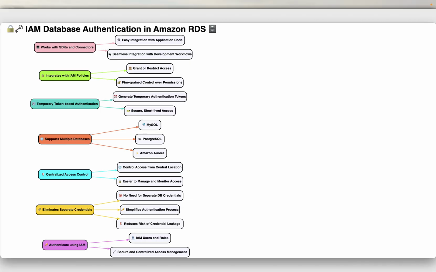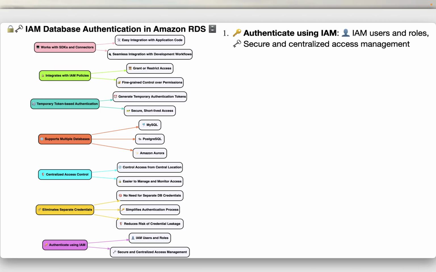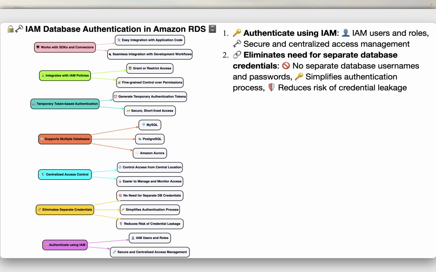Okay, next feature, IAM database authentication in Amazon RDS. First, authenticate using IAM users and roles. IAM database authentication allows you to authenticate to your Amazon RDS databases using AWS Identity and Access Management users and roles, providing a secure and centralized way to manage access. Second, eliminates need for separate database credentials. By leveraging IAM authentication, you can eliminate the need to manage separate database usernames and passwords, simplifying the authentication process and reducing the risk of credential leakage.